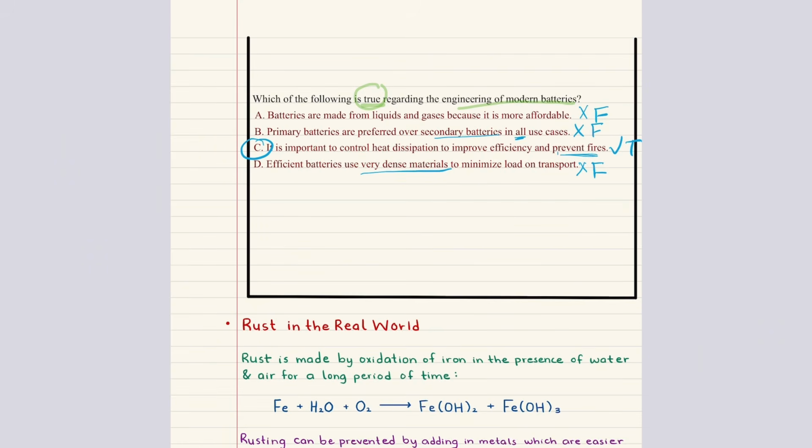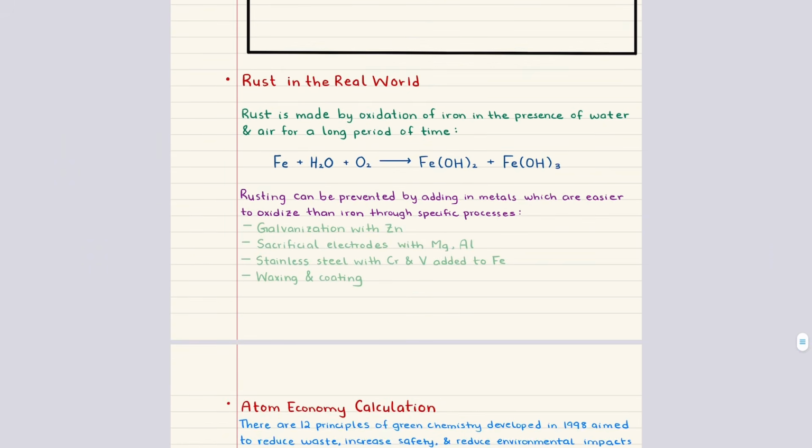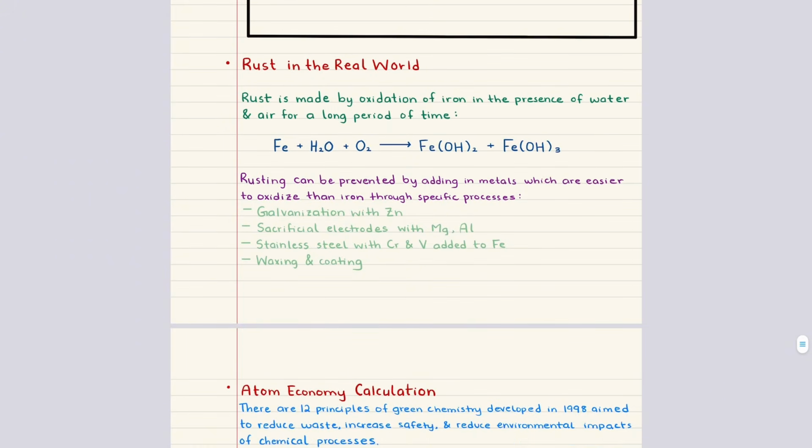managed inside the battery. Now let's shift from electrochemical devices back to a real-world consequence of oxidation, and that is rust. Rusting is simply the slow oxidation of iron in the presence of both water and oxygen. Over time, iron atoms lose electrons to oxygen, and they form hydrated iron oxides, which we recognize as rust. We can express it as iron plus water plus oxygen forms iron 2 hydroxide and iron 3 hydroxide over time.